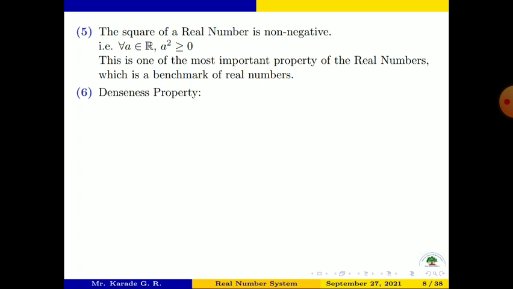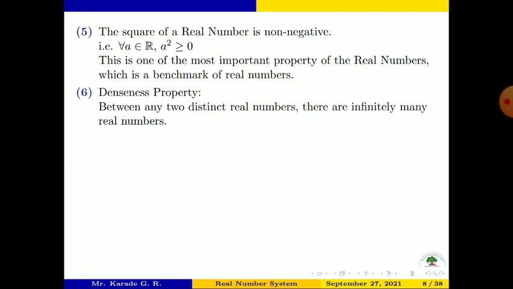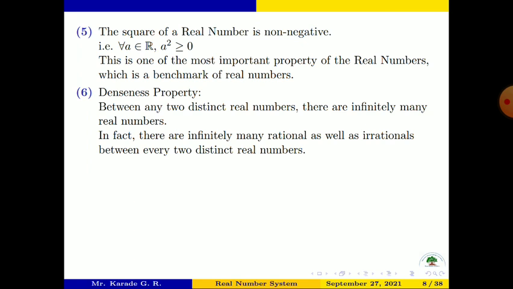Now, the next important property is the denseness property. First of all, let us see what the denseness property is. The denseness property says that between any two distinct real numbers, there are infinitely many real numbers. In fact, there are infinitely many rationals as well as irrationals between every two distinct real numbers.